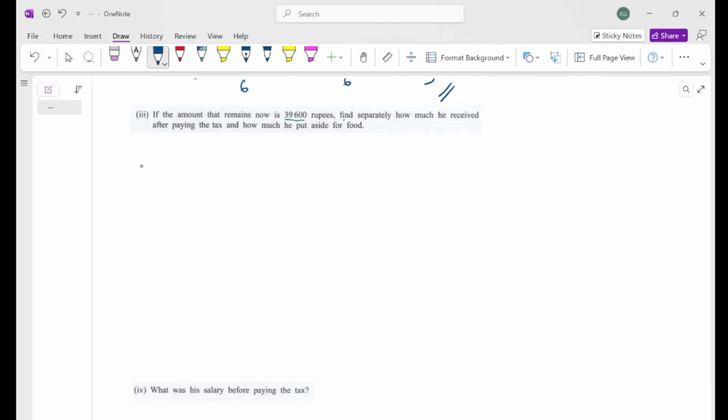Okay, so they have given that the remaining amount. So the remaining fraction is 1/3. So this 1/3 is 39,600. Okay, so now we have to find how much he received after paying the tax and how much he put aside for food. Okay, so if 1/3 is 39,600, we can find the value of one whole, that is 3 out of 3. This would be 39,600 times 3.